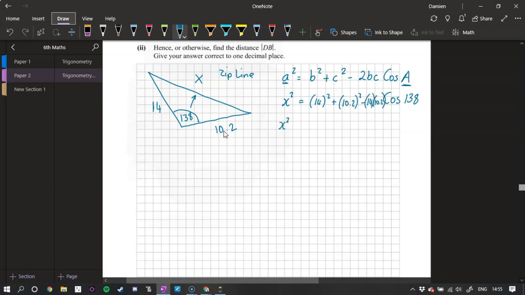So you end up with x squared is equal to, when you work it all out, 512.28216. Leave that number long because you're going to get the square root of it now, so our answer is accurate. So we end up with x equal to 22.6336, and then rounding it to one decimal place gives you 22.6 meters.